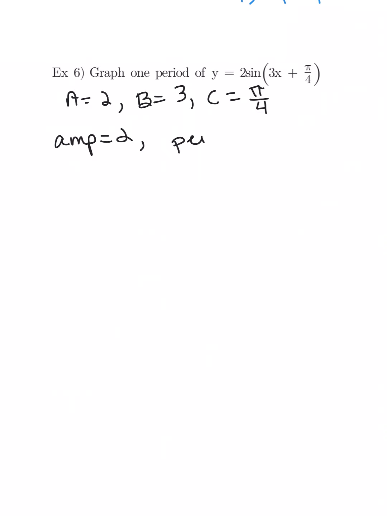Period. Take standard period, which is 2 pi, divide it by your B, which is 3. So the new period length for this problem is 2 pi over 3. For the increments, we're going to take that period length that we just found of 2 pi over 3 and divide by 4, or since this is already a fraction, we're going to multiply by 1/4. That's going to give us 2 pi over 12, or pi over 6.